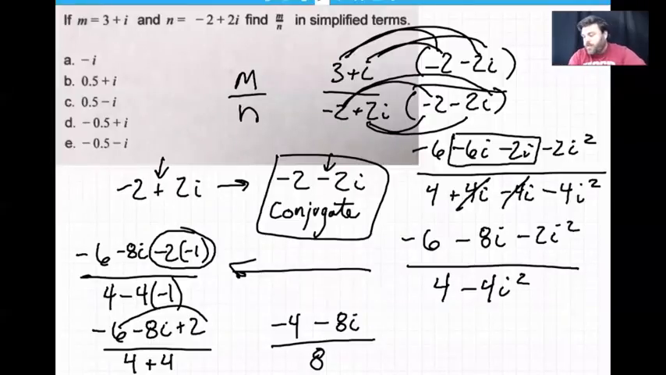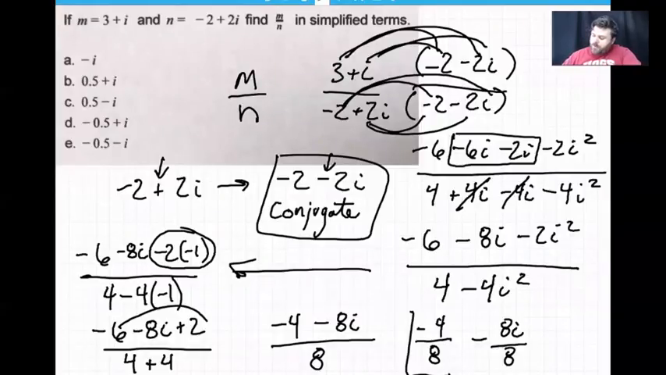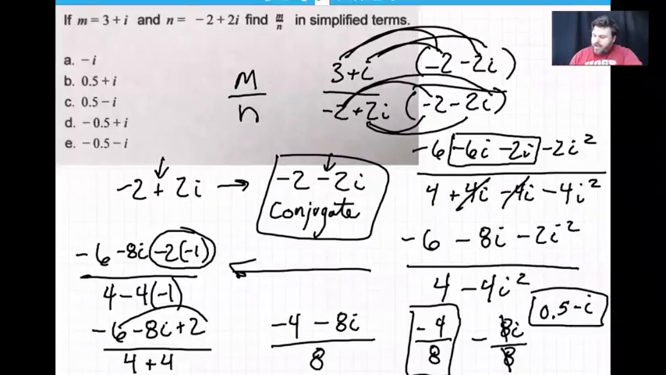Now, this is almost a complex number. We've got to separate the top into 2 parts and bring the bottom to both parts as well. So I really want to write negative 4 over 8 minus 8i over 8. Then we just simplify that. So we get a half as our real part, and then our 8's cancel here to leave minus i. So 1/2 minus i.